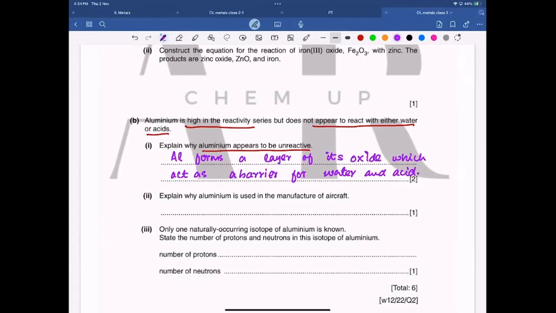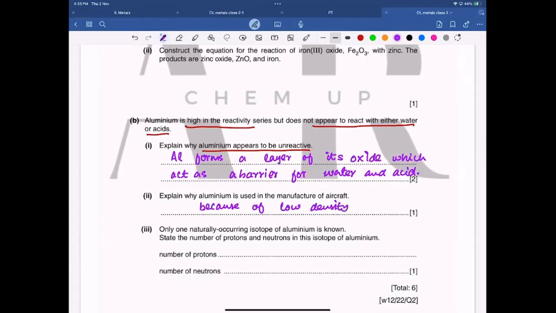Why is aluminium used in the manufacture of aircraft? Who is going to tell me this reason? We have discussed this in the first class of the metals. Because it is lighter. The better or more appropriate term we use is that it has lower density. That's why we make aircraft from it: it has a lower density, so it can easily fly because of low density. Is this clear? Yes.